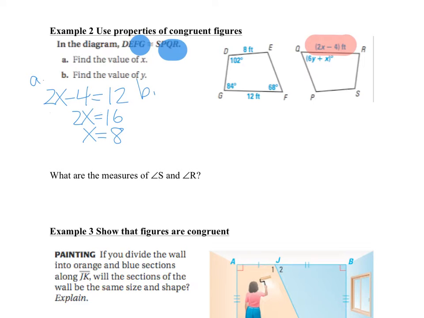To find y, take notice that the y is a part of Q, and Q corresponds with F. I already have the value of x. So 6y plus x, which is 8, must equal F, which is 68.